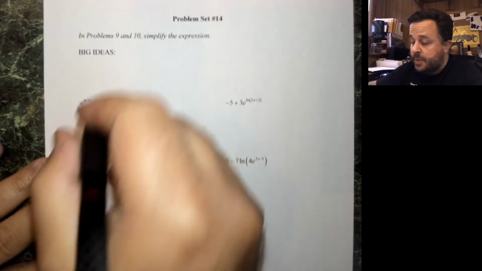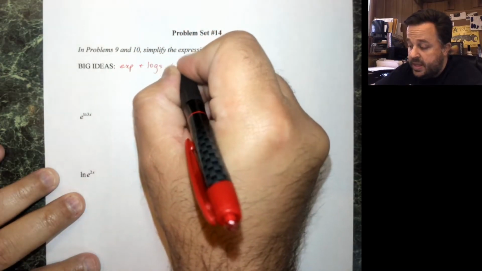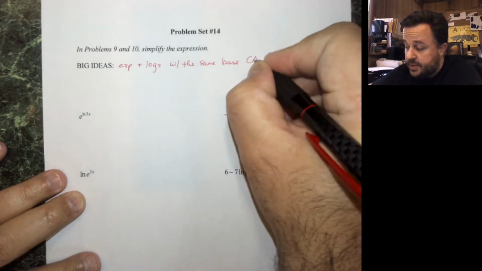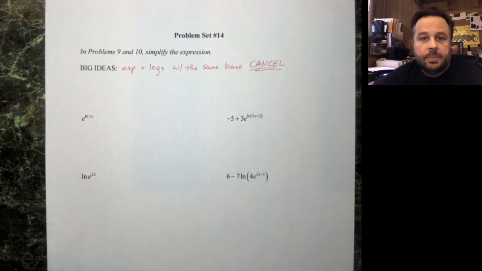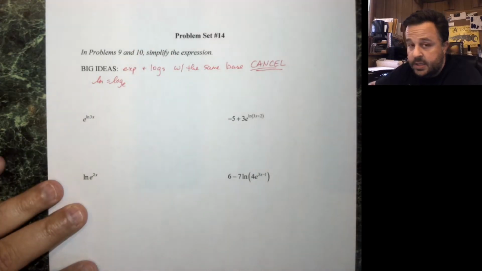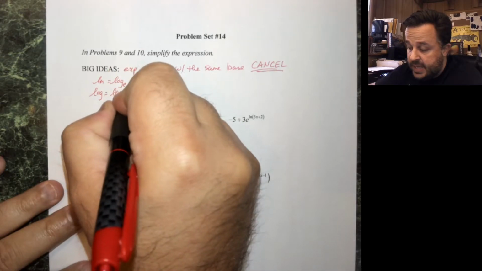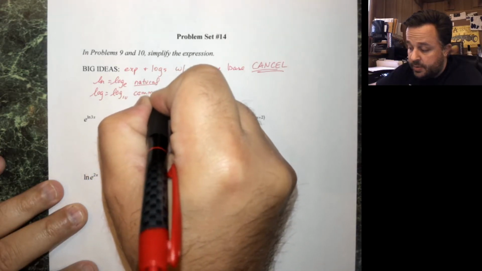A couple of big ideas to remember: that exponentials and logs with the same base cancel each other. Okay, so if I have an exponential function with a base 3, and I'm applying to that a log base 3, well, then they will cancel each other out. Next, you got to remember that ln is the log base e. Okay, and that the log is the log base 10. Again, this is the natural logarithm, and this is the common logarithm.